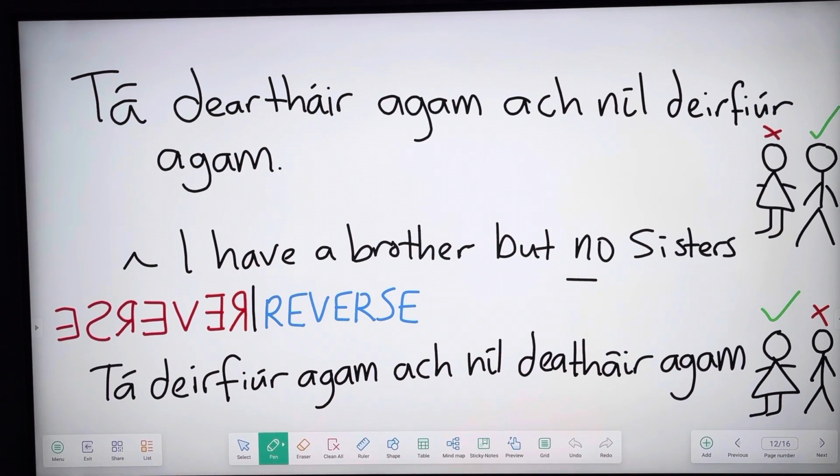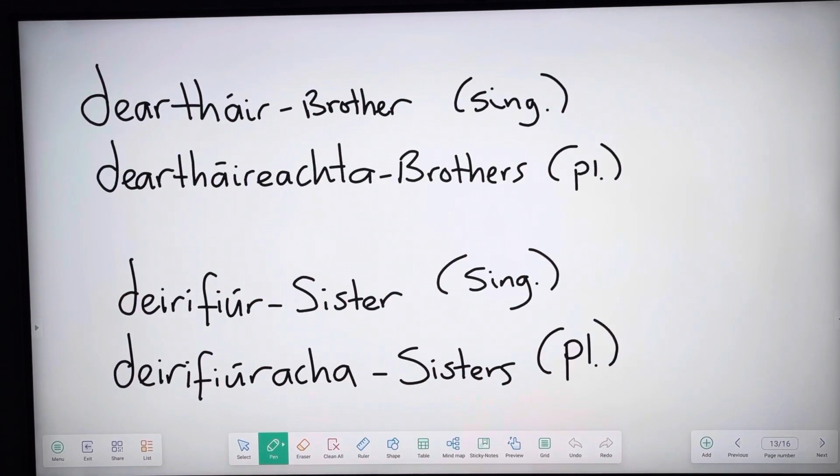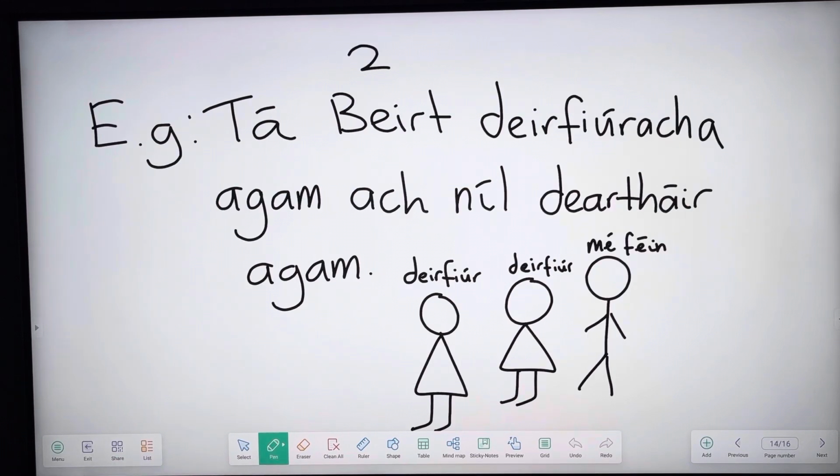Tá deartháir agam ach níl deirfiúr agam. So I have a brother, but I have no sisters. And in reverse, tá deirfiúr agam ach níl deartháir agam. So I have a sister, but I have no brothers. So deartháir, brother, deartháireacha, brothers. Deirfiúr, sister, deirfiúracha, sisters. E.g. tá beirt deirfiúracha agam ach níl deartháir agam. So I have two sisters, but I have no brother.